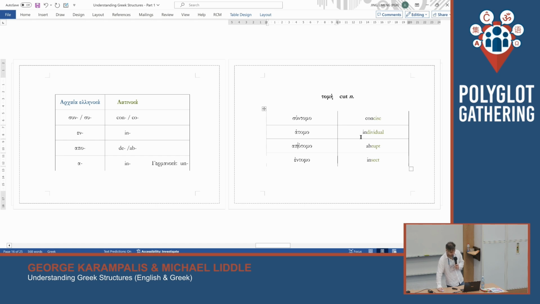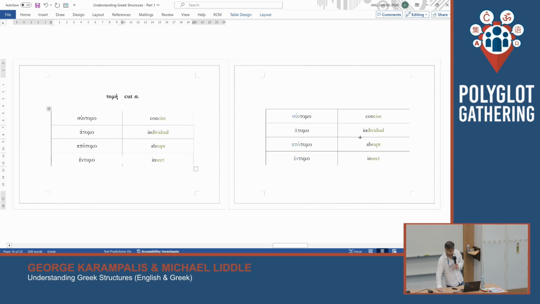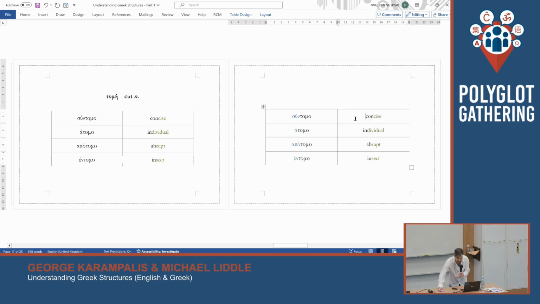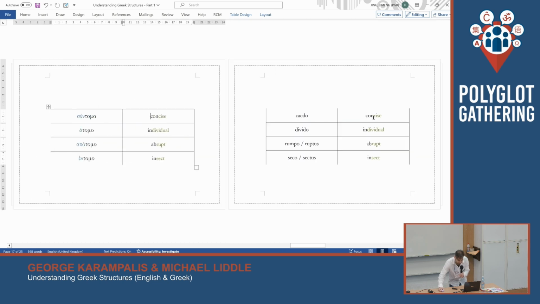Okay. What I find interesting here is that it's not only the prefixes that are similar, it's also the base word that follows. All of these four words have a Latin word meaning to cut or to break. So, concise is from caedo, individual is divido, abrupt is rumpo, and insect is seco.